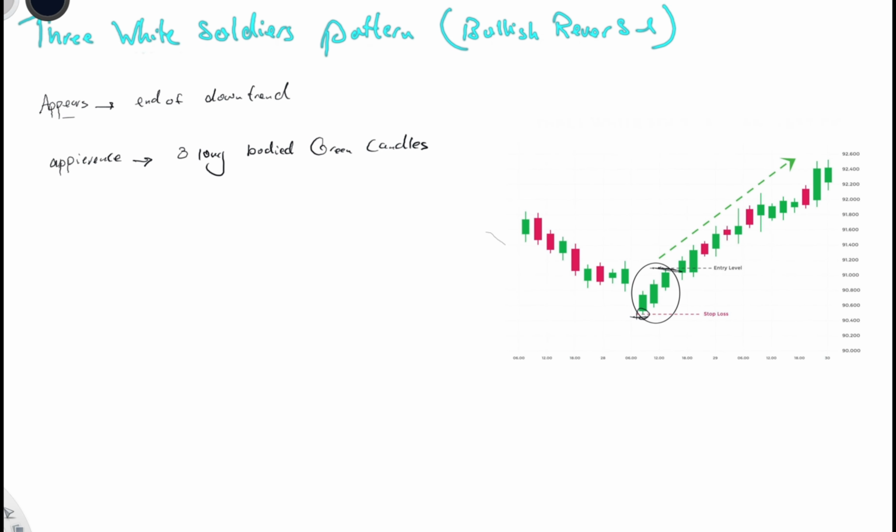The opposite of the three black crows pattern is the three white soldiers pattern, which occurs at the end of a bearish downtrend and predicts a potential reversal from downtrend to uptrend. This pattern appears as three long-bodied white candles with short or ideally no shadows. The open occurs within the previous candle's real body and the close occurs above the previous candle's close. When trading with this pattern, your entry point will be at the end of these three white soldiers and your stop loss should be below the shadow of the first green candle.